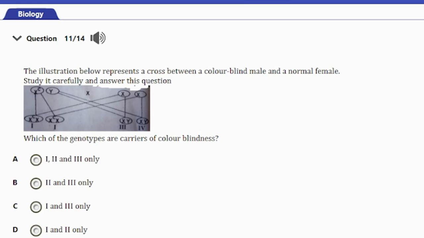So guys, since color blindness is actually in this case a sex-linked character, the males here cannot be carriers of these traits. So only the two females here can be carriers. So option D is the correct answer here, since those are the XX genotypes here. So that's it for that question.